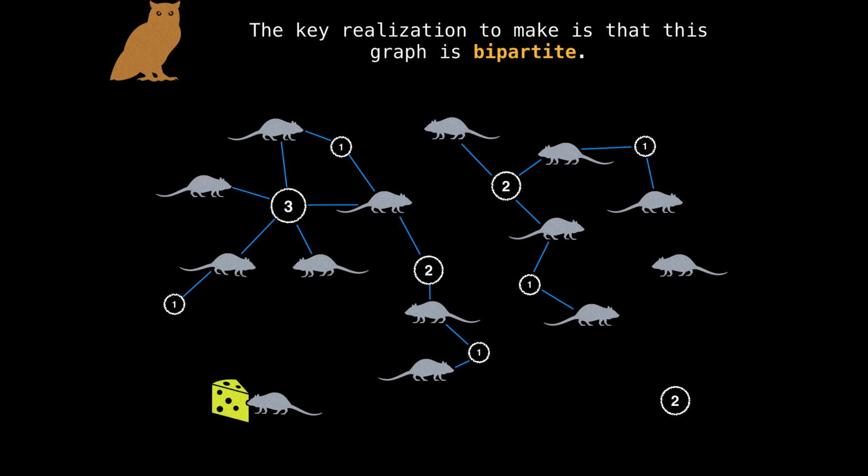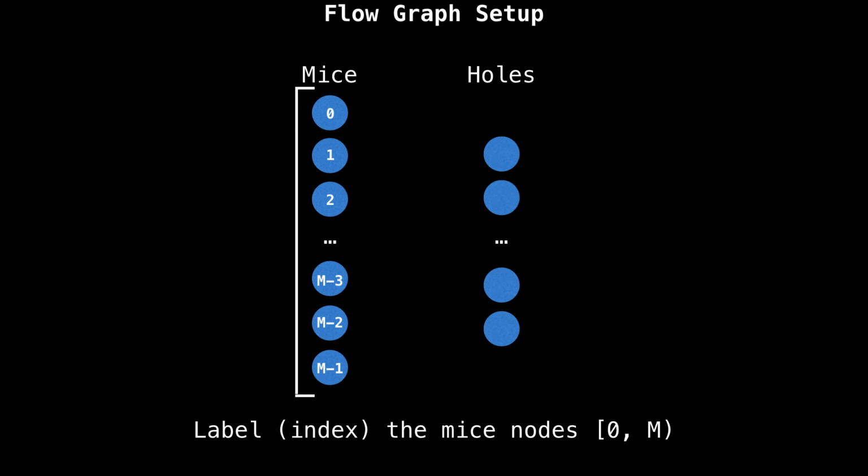The key realization with this problem is that the graph is actually bipartite. And once we know that, it actually becomes a much simpler problem because we can set up a flow graph and run a maximum flow algorithm to maximize the overall number of mice which can hide safely. Here are the steps I would do to set up the flow graph and run a max flow.